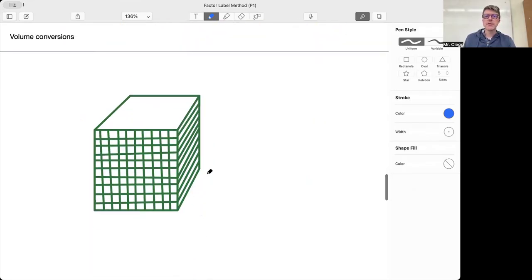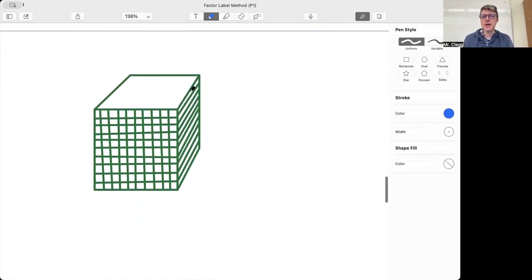All right, moving on to volume units. Here we still have 1 decimeter is equal to 10 centimeters. But now we have a cubic decimeter, right? So this is a cubic decimeter. And each of these little cubes is a cubic centimeter.